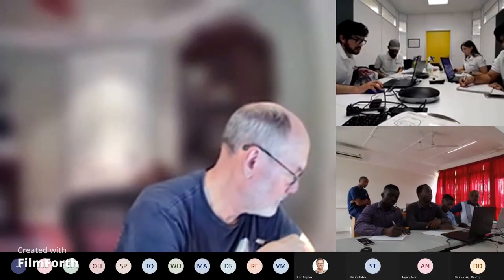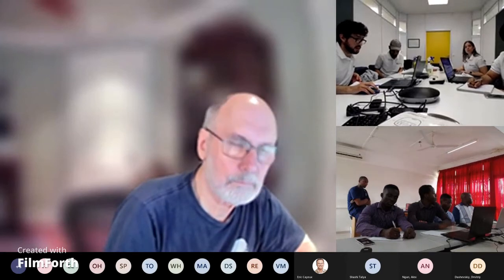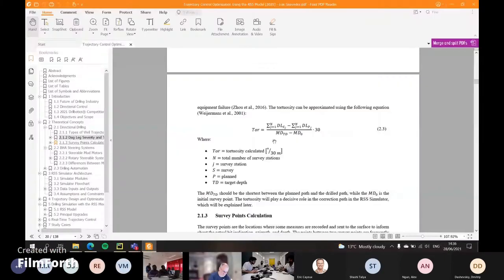Okay, so the second question, how are you measuring and calculating tortuosity? Basically, I'm using a simple one, that is Wizardmans equation. Perhaps I can show my screen. That is this one. Tortuosity has to do with the dogleg severity for the survey stations that are simulated and the dogleg severity for the planned survey stations, and I measure that. So it's kind of basic, but it makes it work.